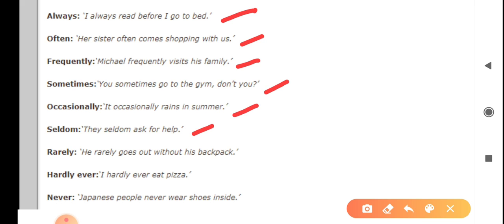Seldom. They seldom ask for help. Rarely. He rarely goes out without his backpack. Hardly ever. I hardly ever eat pizza. Never. Japanese people never wear shoes inside.